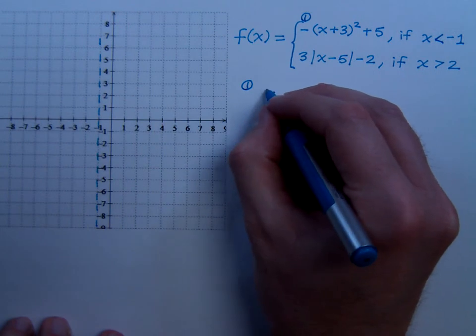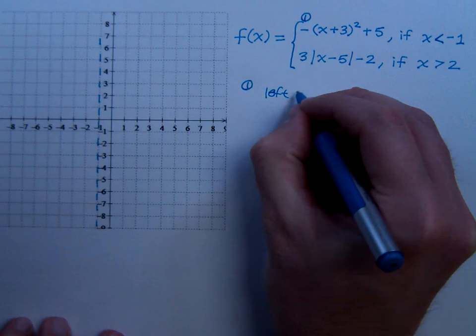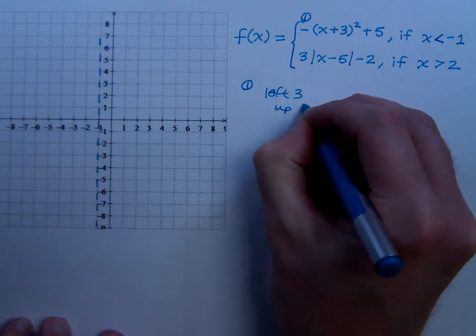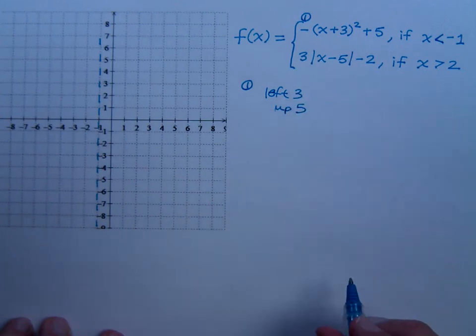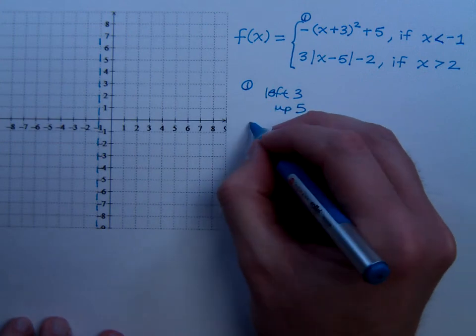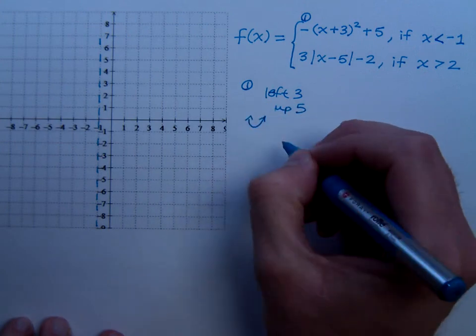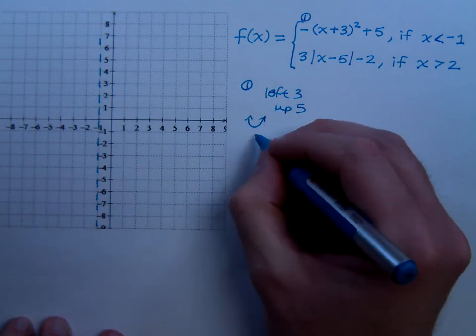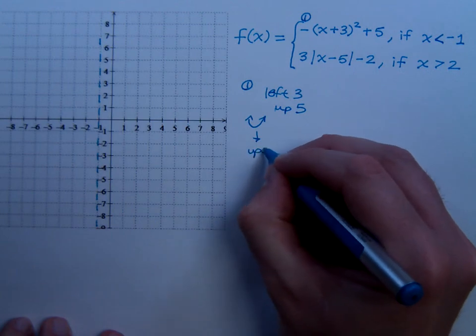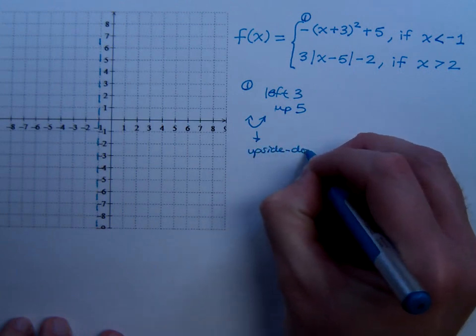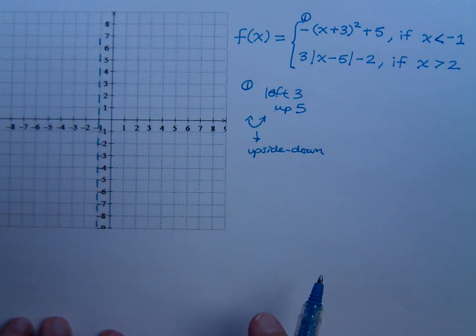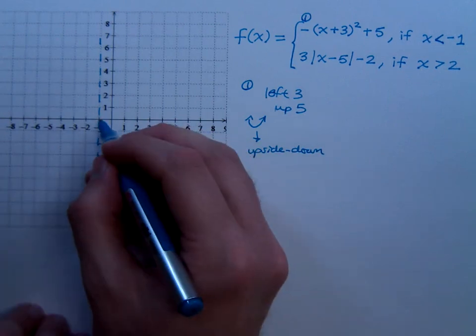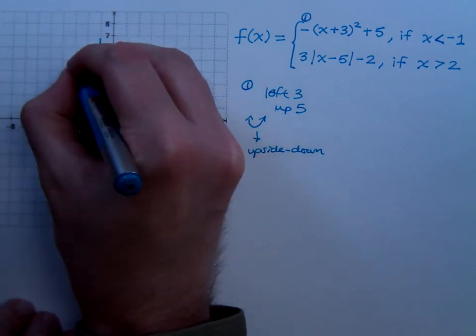So we're going to be going left 3, up 5, but what's the shape? It's a parabola. What else have we done with this guy? So this guy is going to be flipped upside down. But first I put my vertex, which is -3 and up 5, so right here.